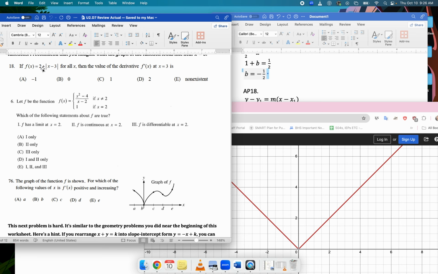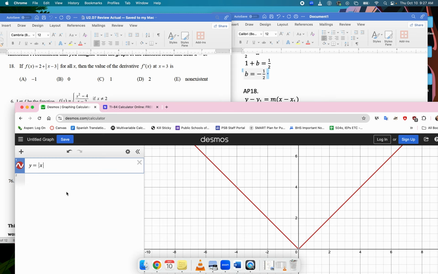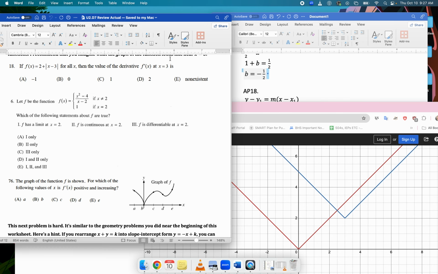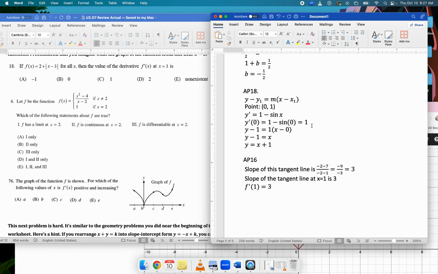Well, in this graph, the corner is at x equals 3, so it's not going to be differentiable there, right? I mean, of course, you don't have access to a calculator, but, you see what I mean? There's the corner at x equals 3. It's not differentiable there, so I think you should just think about what the graph of this thing looks like and then say, oh, there's a corner there. So it's non-existent. Sorry, that was AP 18. Yeah, so non-existent.